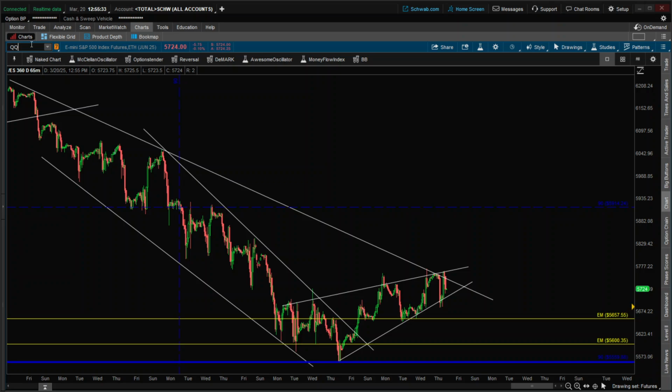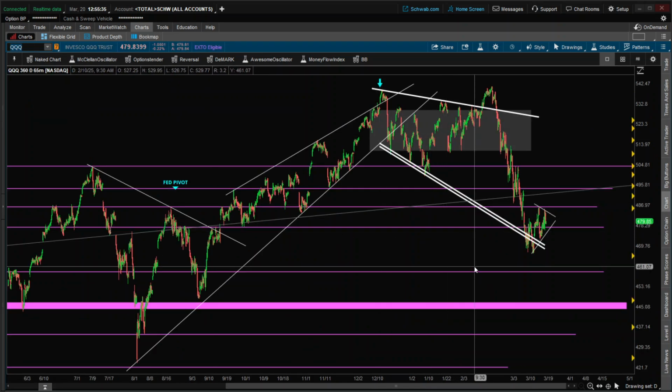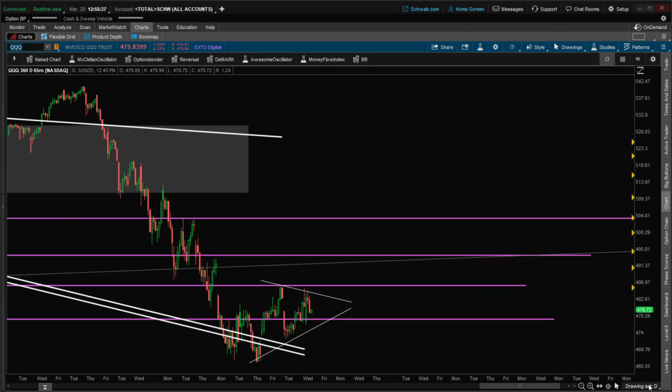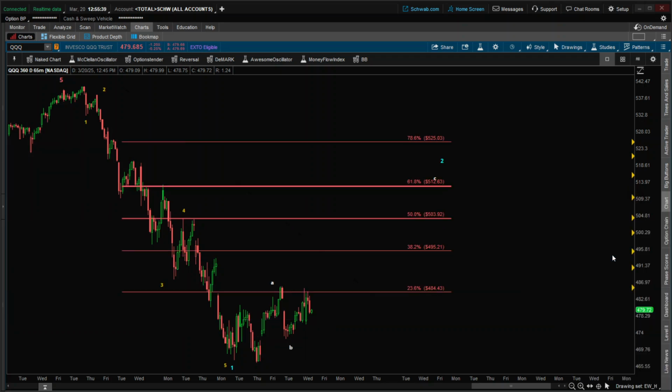Let's go to Qs. You're really just seeing the same thing. You'll see that we're in an equilibrium. We need to get above the 23.6. That seems to be the wall right now, which is where the gap starts here.